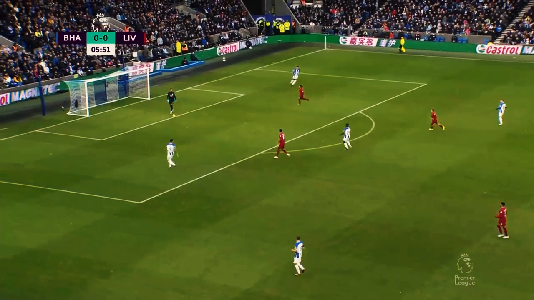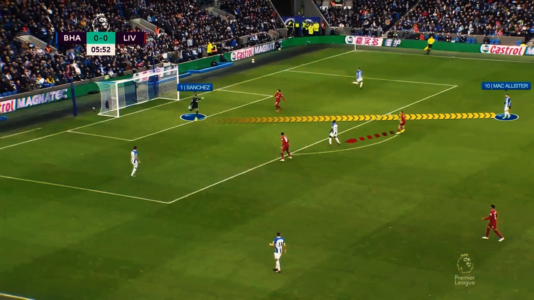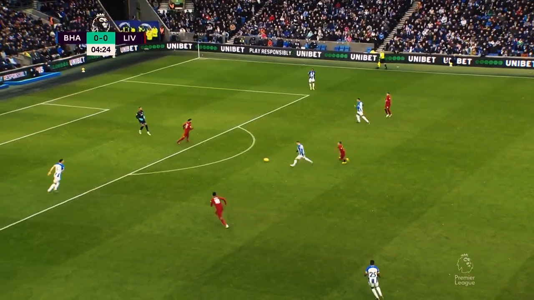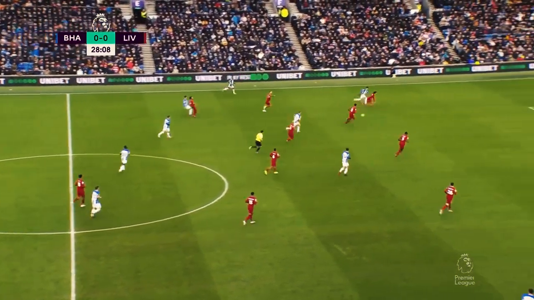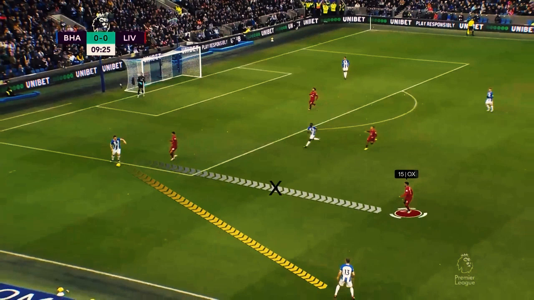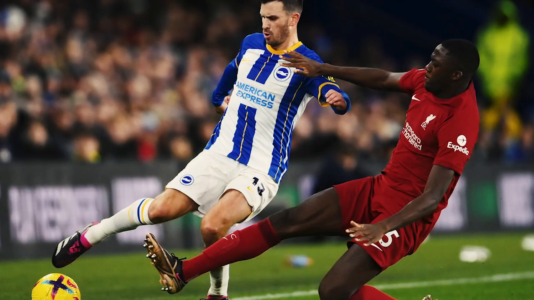So when Liverpool pressed high, Brighton used Sanchez to create an overload, which meant they always had a free player in a position to receive a pass. So Thiago tries to close down Caicedo and leaves a gap big enough for Sanchez to break the line and find a free McAllister. Brighton kept playing through Liverpool's press. Colwell, what a ball. Mitoma in behind. And when Liverpool got narrow, Brighton would play around the block and still create chances.